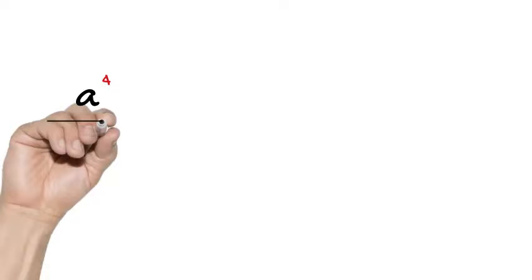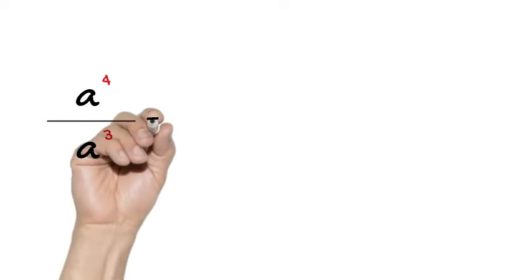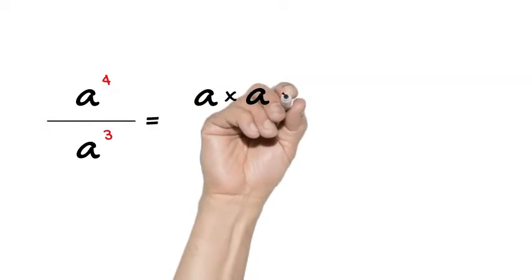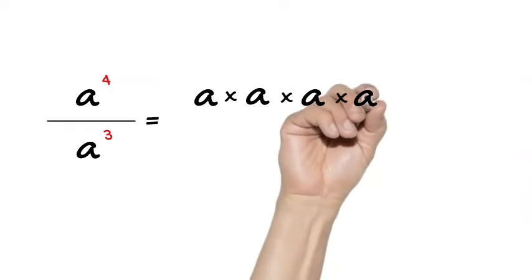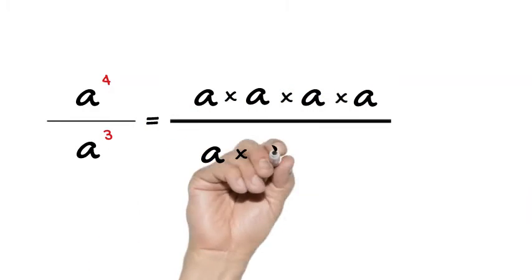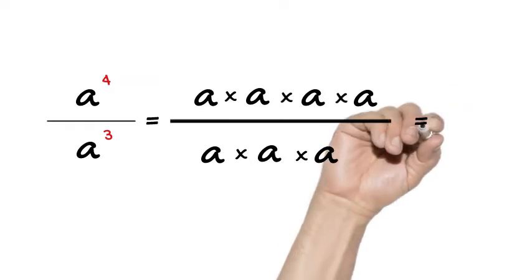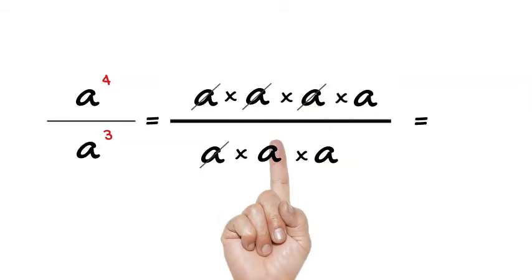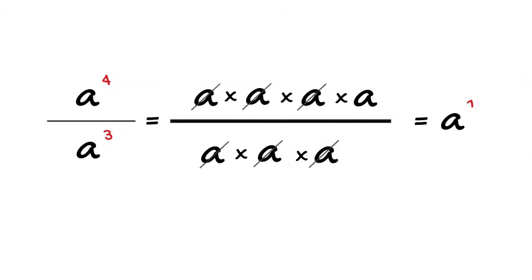What about subtracting? Well, a to the fourth divided by a to the third is a times a times a times a divided by a times a times a. And a bunch of the a's cancel out, so we are left with just a to the 1. So subtracting works.